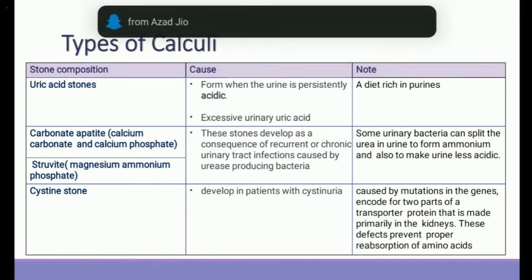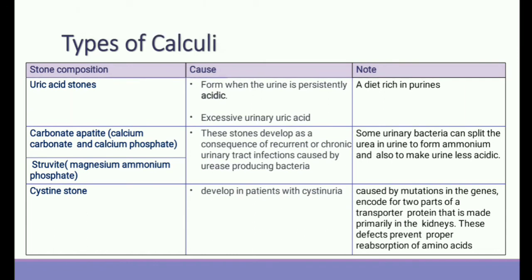Carbonate apatite contains calcium carbonate and calcium phosphate stones. Struvite stones contain magnesium ammonium phosphate. These stones develop as a consequence of recurring or chronic urinary tract infections caused by urease-producing bacteria. Some urinary bacteria can split the urea in urine to form ammonia and also make urine less acidic. This may result in the formation of renal calculi.